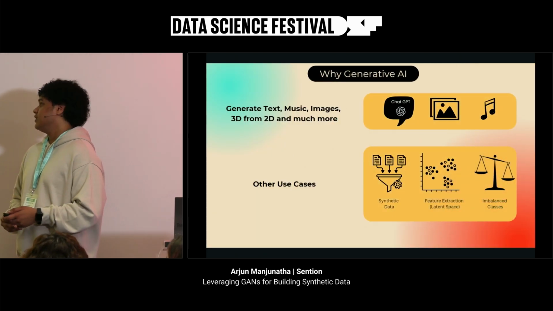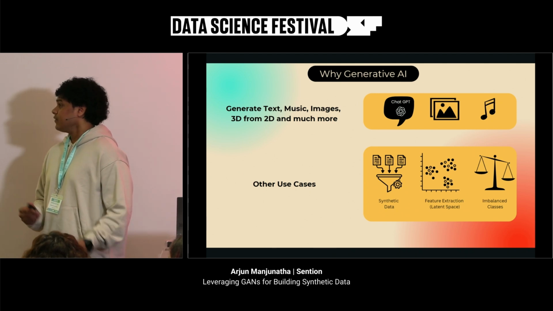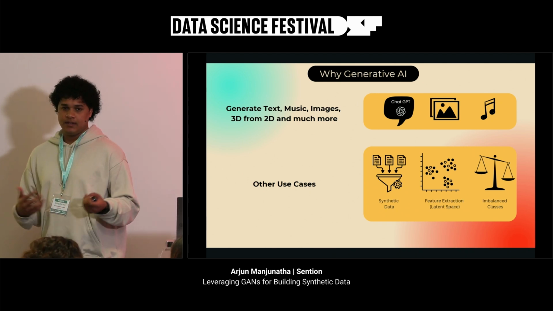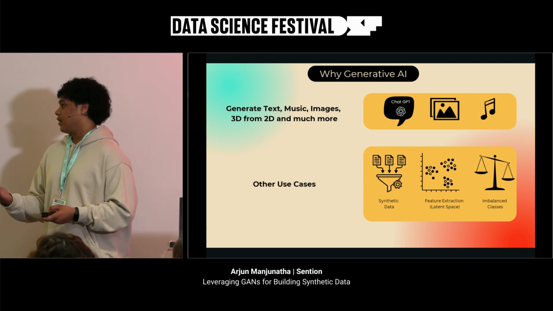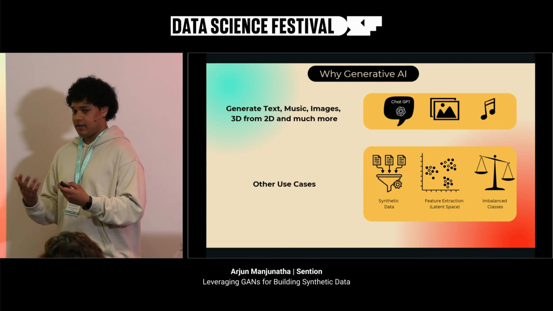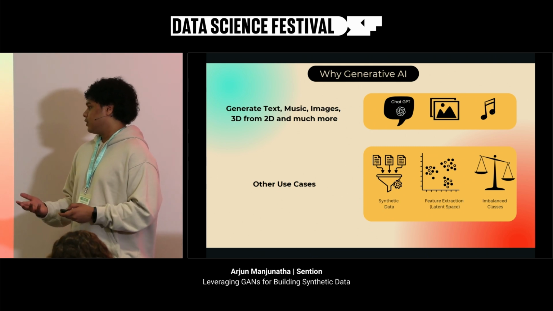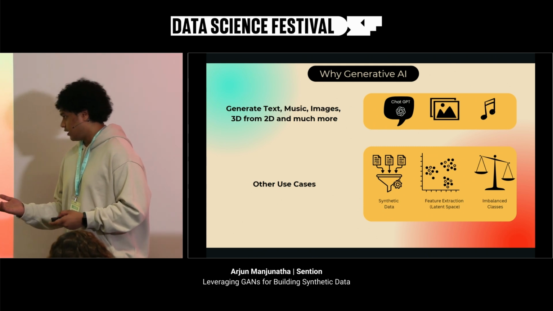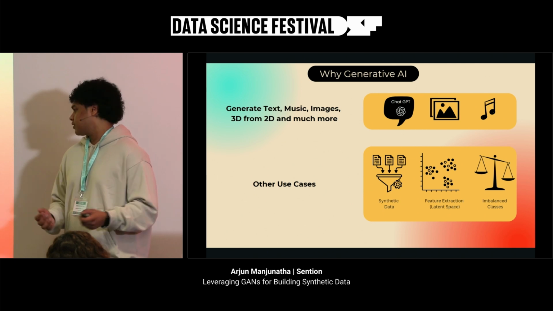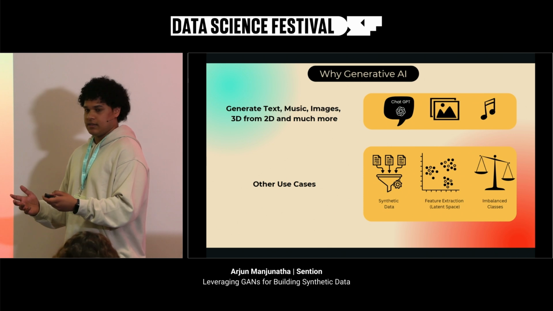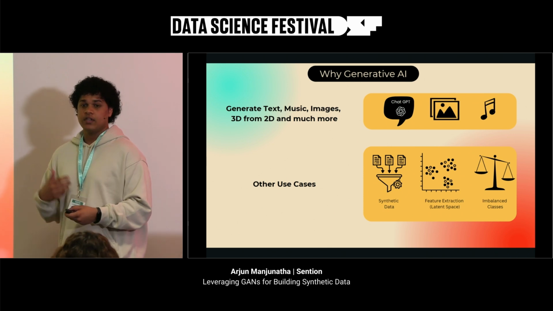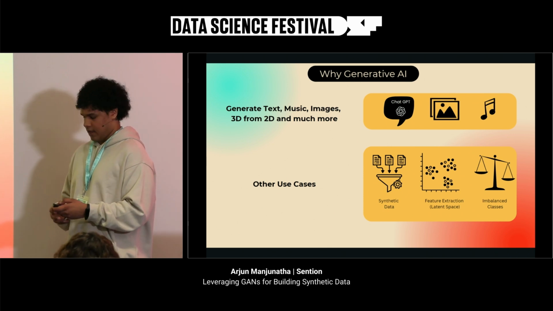Why do we need generative AI? Generative AI is capable of building large language models, generating images, videos. So OpenAI is working on generating videos. But there are other use cases as well. You can generate synthetic data. You can extract features, which we'll see in a later slide. And in real life, we know that the data sets are often imbalanced, and we can solve this problem using generative AI as well.